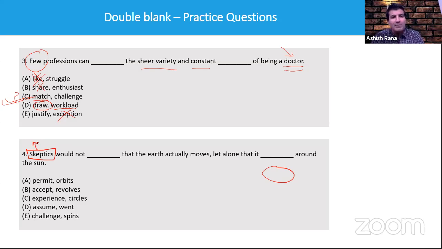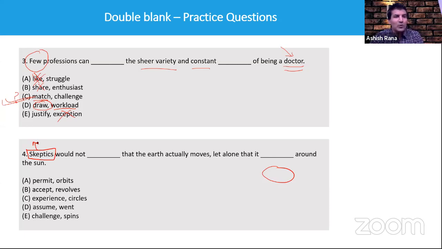So what do you think skeptics would not do? Skeptics are people who generally do not believe people. Do you remember there was Galileo? He's called the father of modern physics and astronomy. His theory was that the earth revolves around the sun. But the church actually punished him. They did not believe these scientists. They said, hey, this is all nonsense, I don't think the earth revolves around the sun, the sun revolves around the earth. But finally he proved it true.